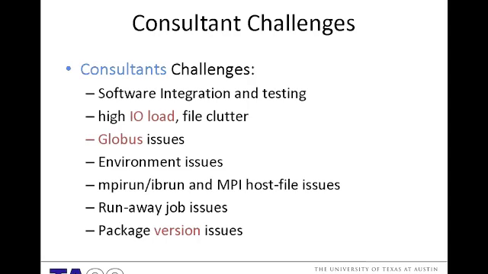We will be facing high I/O load, file clutter from various simulations, Globus issues, as is always the case, environment issues, particularly when we're launching on the back end, MPI run and MPI host file issues, runaway job issues, jobs that continuously launch because of a bug or an infinite iteration, and we have to kill them manually, and package version issues because we have to sync the version numbers of packages across multiple sites.